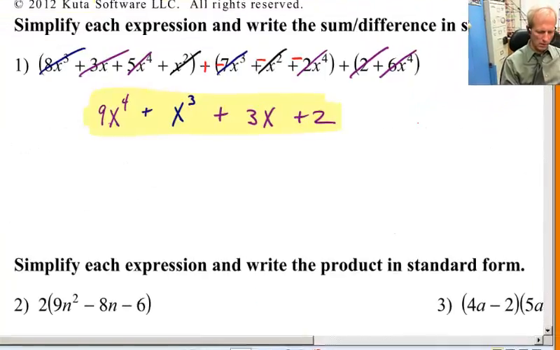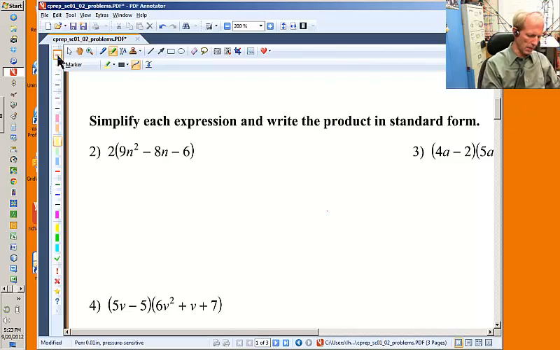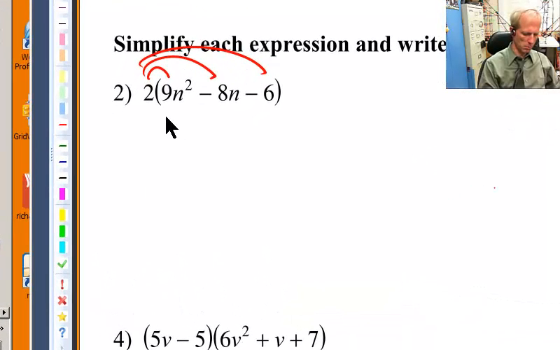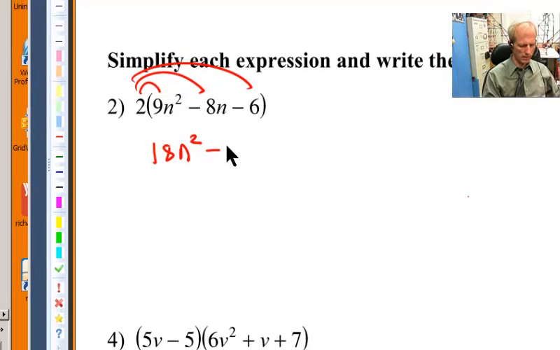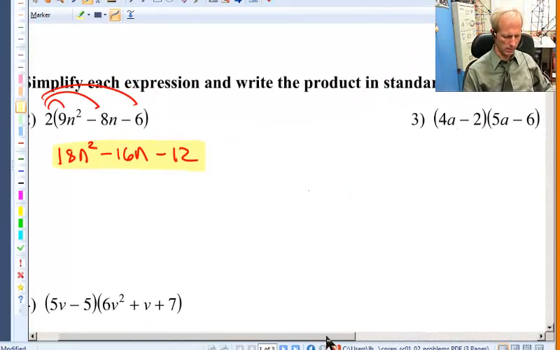Alright, the next few problems are polynomial multiplication. So the first one's pretty easy. All I have to do is distribute. So I'm going to multiply everything by 2, and I'm going to get 18n squared minus 16n minus 12, and oops, not to be highlighting there, and I'm all set. That's my product.